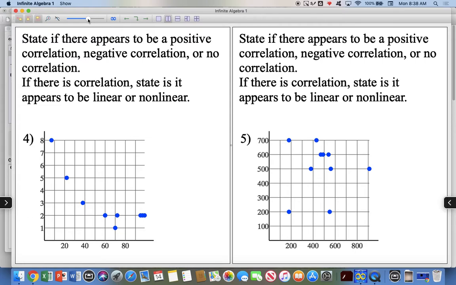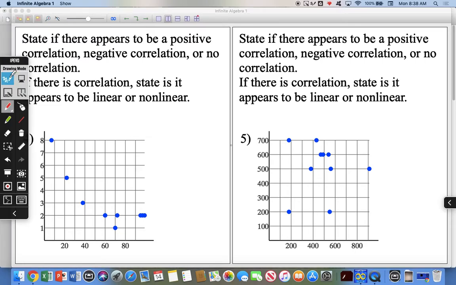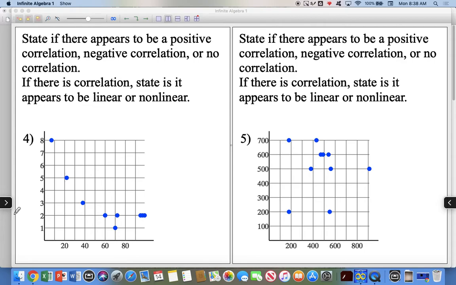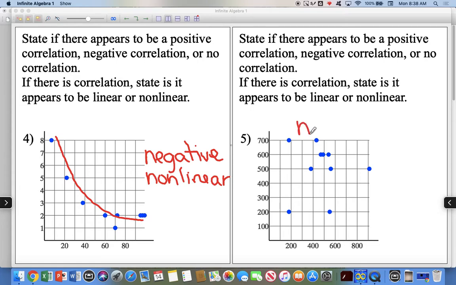Alright, so what do you guys think about number 4? Do you think positive, negative, or none? Negative. Alright, it starts out at 8 and works its way down to like 1 and 2. So this is definitely negative. Now, would you guys say this is linear or not linear? Yeah, so this is definitely non-linear. Even though at first it starts to go down in a straight line, you can see it definitely over time makes a curve. So that's not linear. And what did you guys write for 5? No correlation.